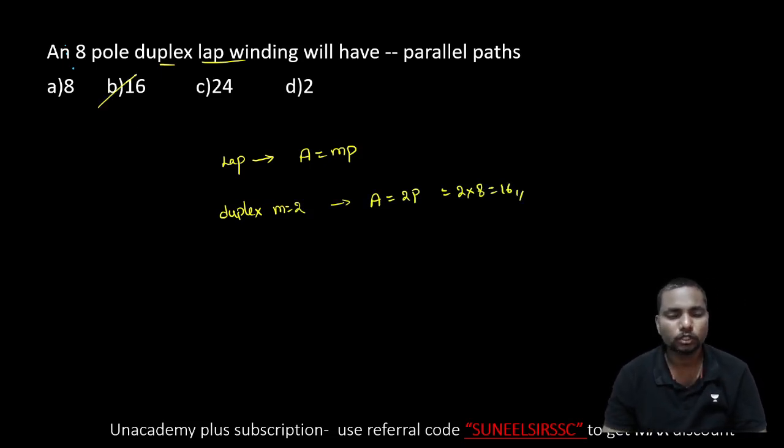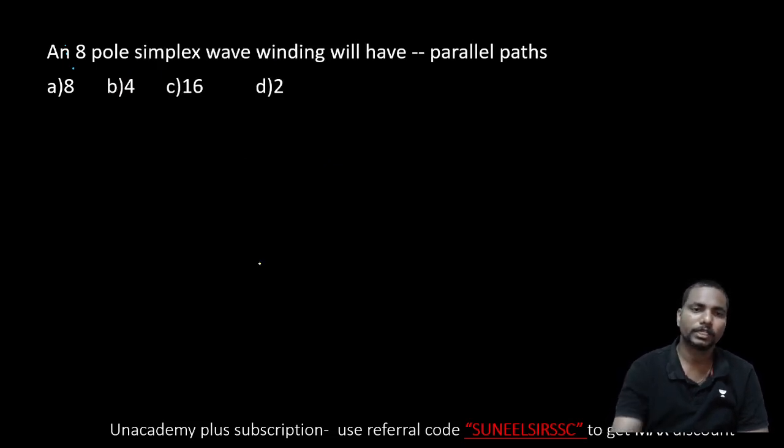All of you clear? So don't assume in lap winding that always A is equal to P. Here A is equal to MP. The M value depends upon simplex, duplex or triplex. Okay. Coming to the next question.